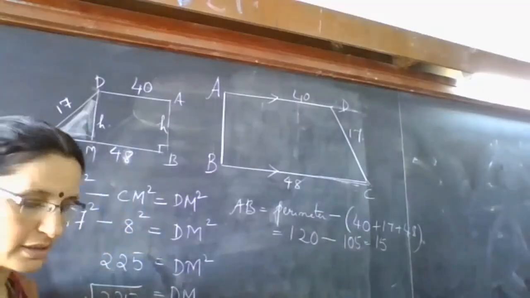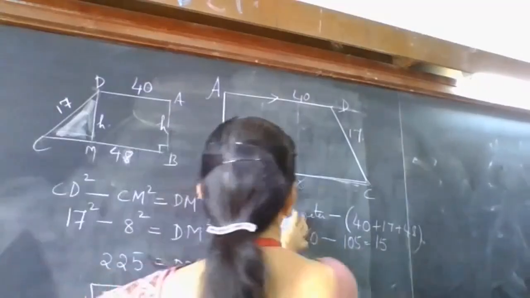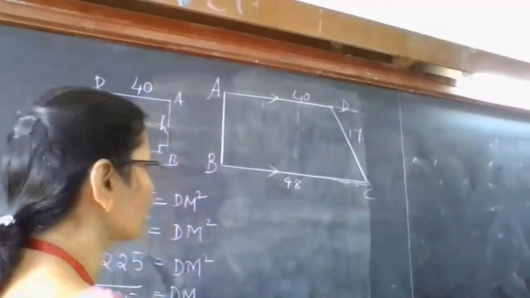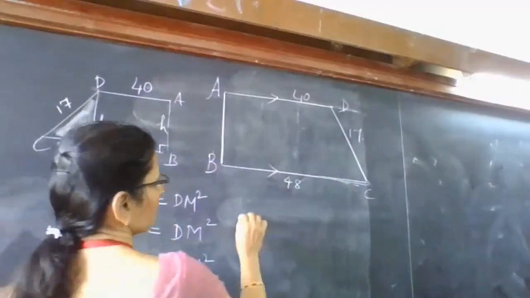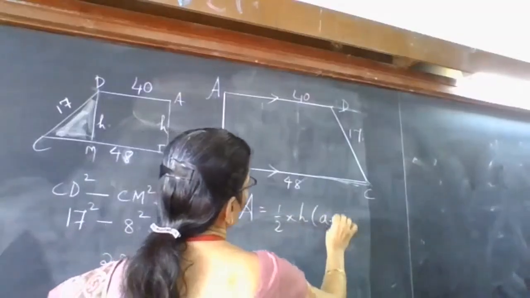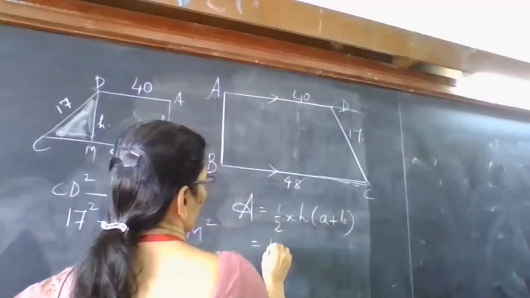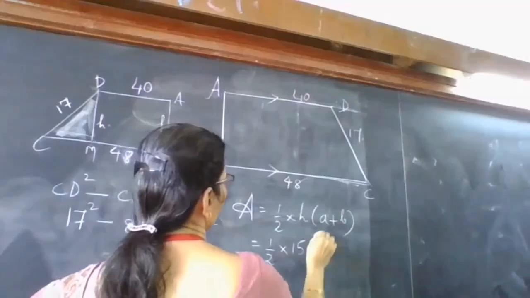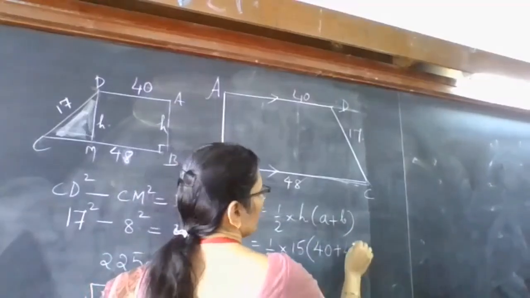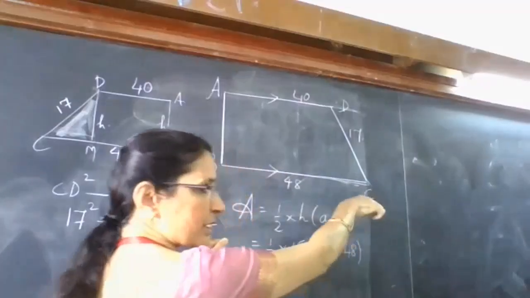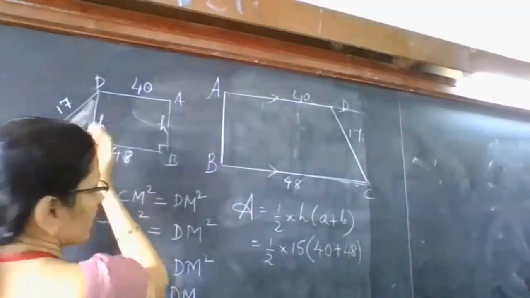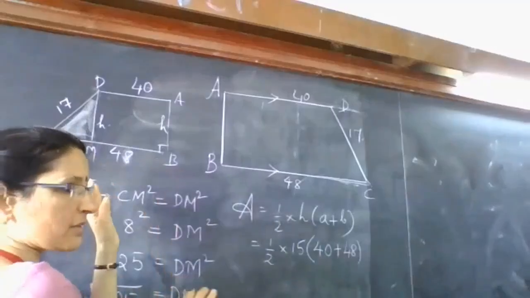Same formula, whatever we discussed at that time. I will write here because I don't know whether the board is down. Area is half into height into the sum of parallel edges. Half into 15 into 40 plus 48. Yes. When I consider the base full length, I should not consider just that 40. If I consider that the triangle is not part of the trapezium, then it is wrong.